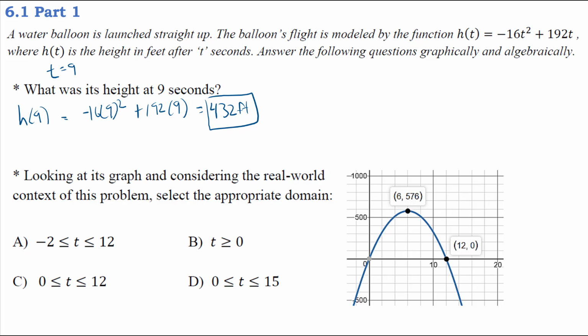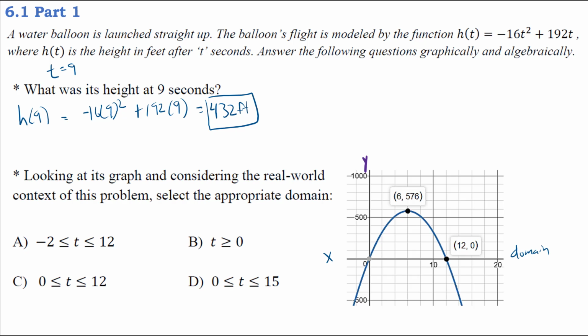Alright, now one other thing with this problem. So looking at its graph and considering the real world context of the problem, we want to select the appropriate domain. So domain is dealing with your x-axis. Range is dealing with your y-axis. So we're going to be looking at our x right here, and our y is our range. But we're going to be dealing with our x-axis for our domain. So again, that's our domain.